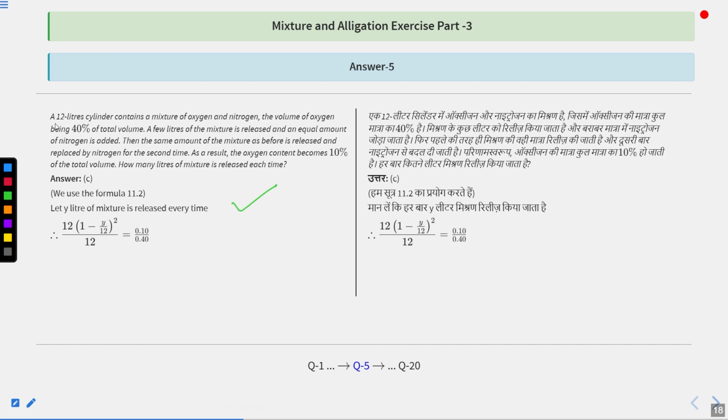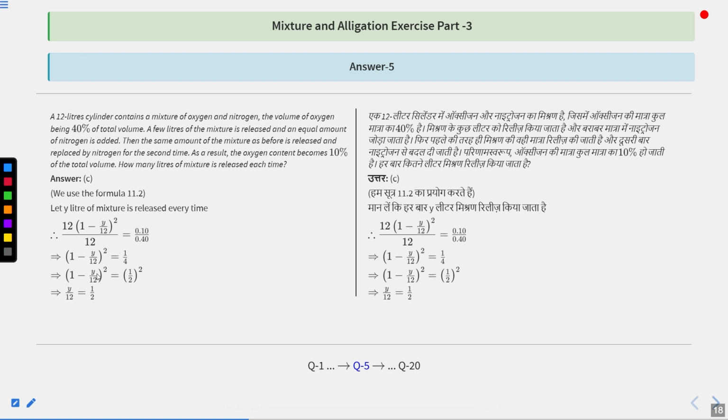So the total capacity of the cylinder is 12 liters, so (1 - y/12)^2, because this process is repeated 2 times, upon 12. The ratio is given as 0.10 upon 0.40. Clear? Because before it is 40% and at last it is 10%. So when we make the ratio, it becomes 0.10 upon 0.40. Now when we calculate it, we get the value of y. Now we just solve this equation.